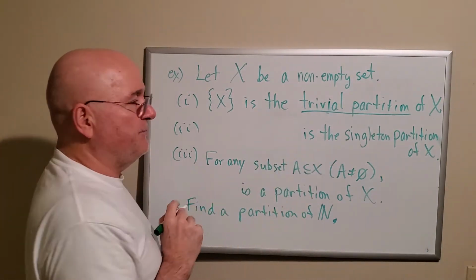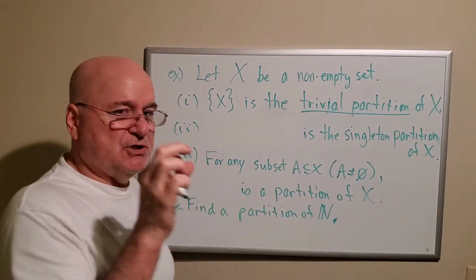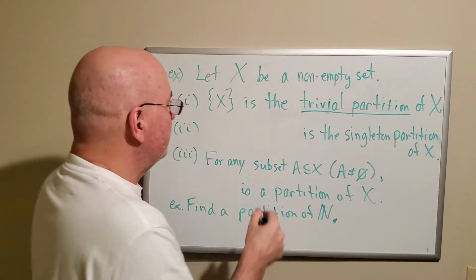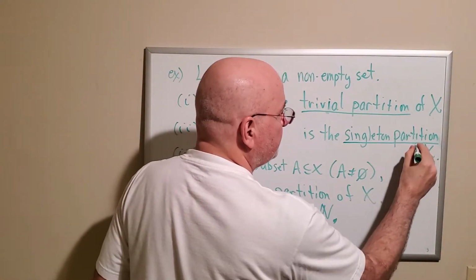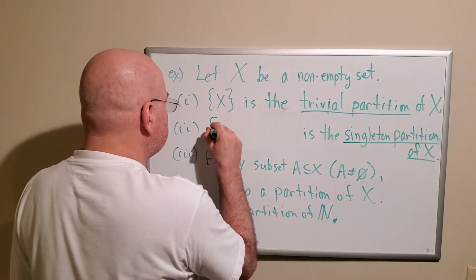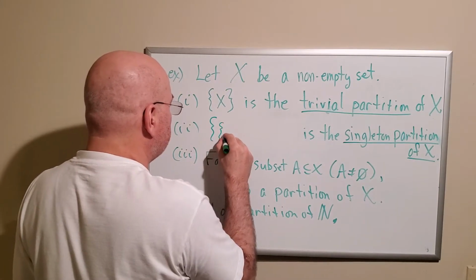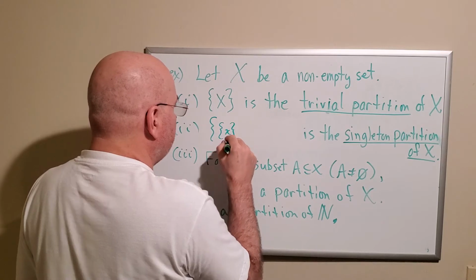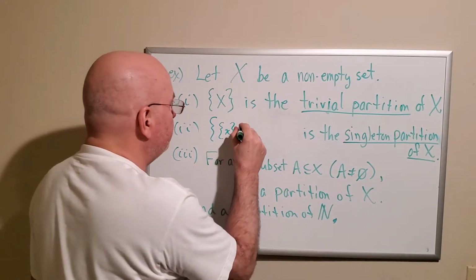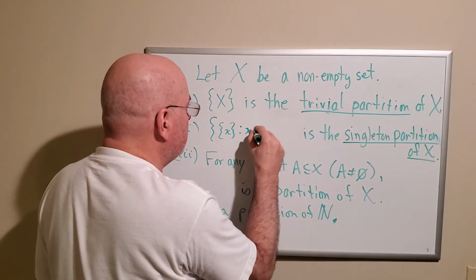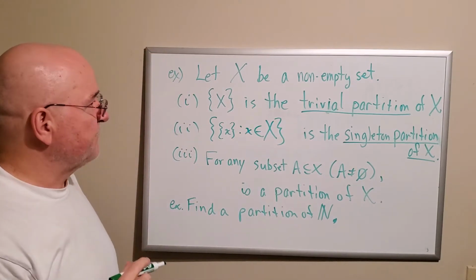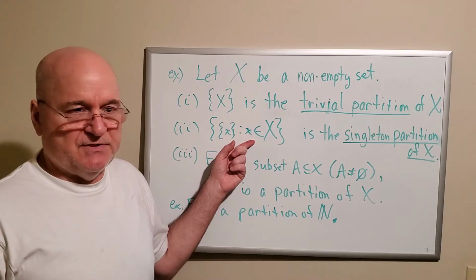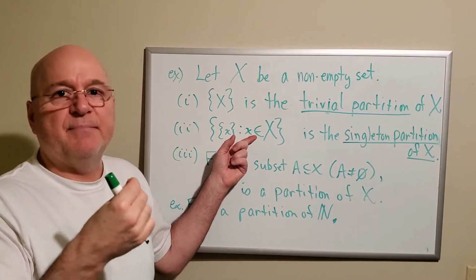Okay, the singleton partition is where you take the collection of all the individual elements. So we could write this, the singleton partition of X, we could say is the set of all sets with one element in them, such that that one element is an element of X. This is called the singleton partition. Take every single element by itself.